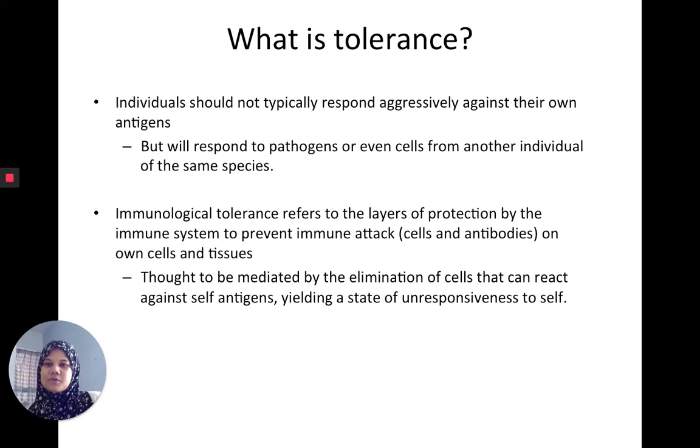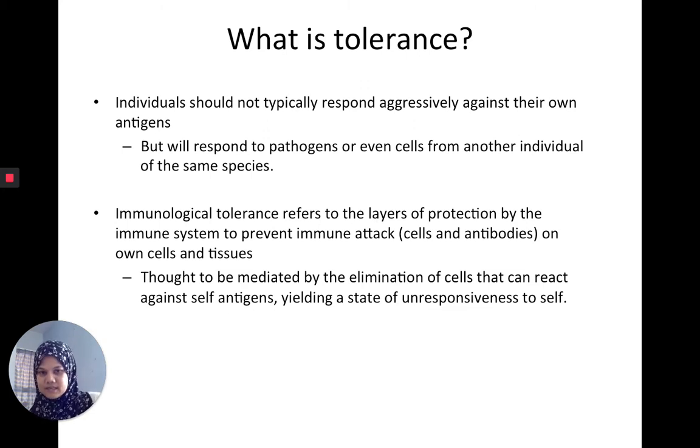And in the same way, even in our body, the most healthy type of response is the one that also has some tolerance, whereby it will not attack its own cells that carries its own antigens, but it will be able to tolerate some foreign antigens as well that technically don't have any potential for harm. So the immunological tolerance, by definition, refers to the layers of protection by the immune system to prevent immune attack on its own cells and tissues.